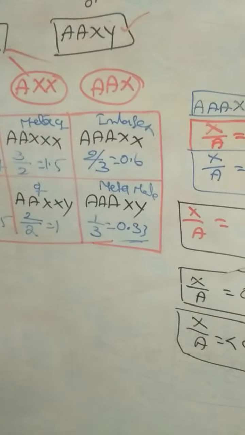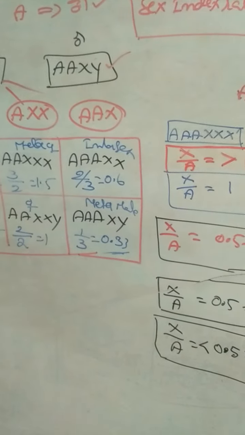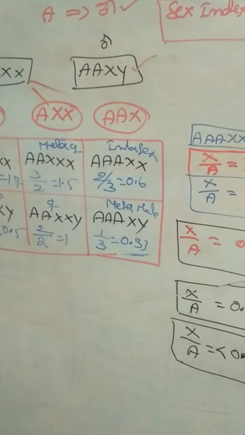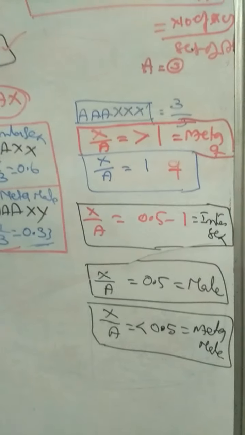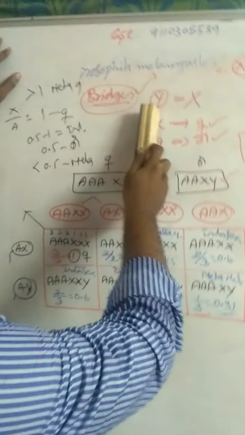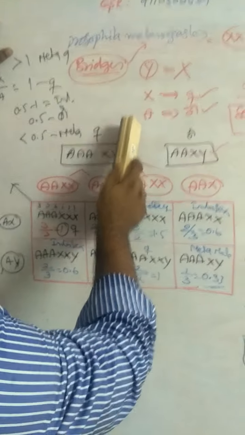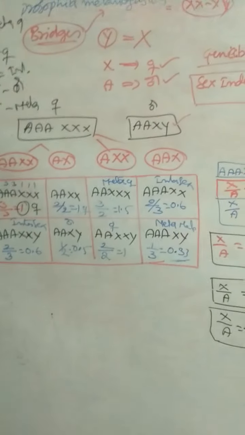So according to Bridges, the sex index ratio determines the sex. If the X by A ratio is equal to 1, that is female, more than 1 meta-female, 0.5 male, less than 0.5 meta-male, between 0.5 and 1, that is intersex. So finally, he concluded that in Drosophila melanogaster, the Y chromosome does not play an important role in sex determination. Which ones play an important role? X and autosomes. X chromosomes determine the females and the autosomes determine the males.